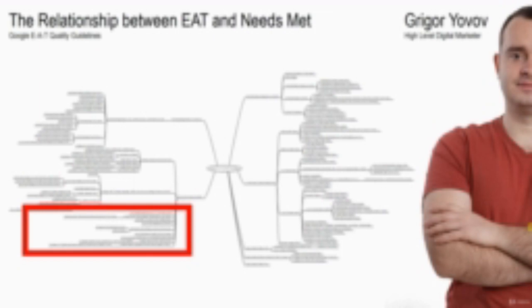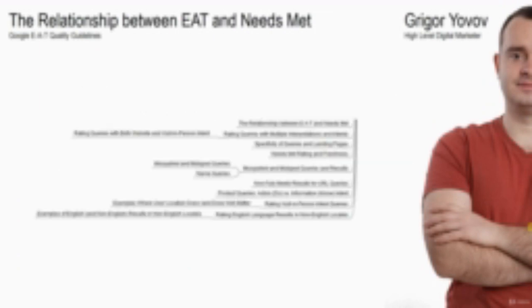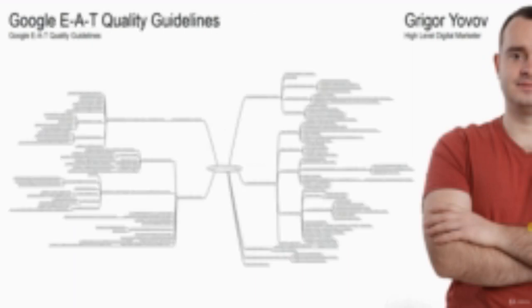Hello, so this was the final chapter of the Google E-A-T document, and now it's time to apply all the knowledge you have earned in this course to your website and to your SEO strategy, so you can get the first page in Google.